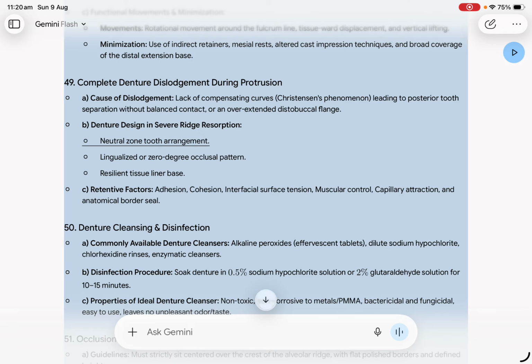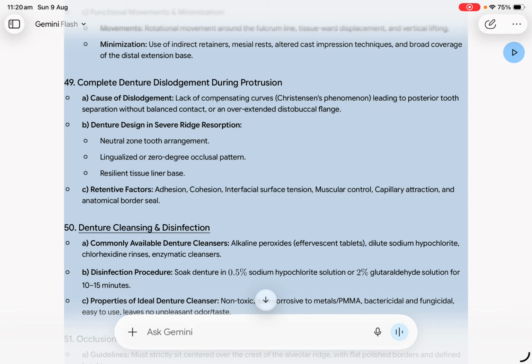Neutral zone tooth arrangement, lingualized or 0-degree occlusal pattern, resilient tissue liner base. C. Retentive factors: adhesion, cohesion, interfacial surface tension, muscular control, capillary attraction, and anatomical border seal.